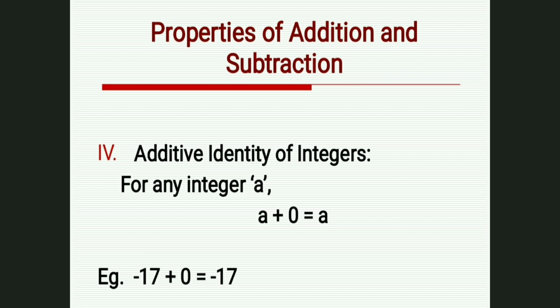So children, this is very simple because you have learned this in the 6th standard for whole numbers. Which is the additive identity for whole numbers? Correct. That is 0. In the same way, if we add 0 to any number, we get that number itself as the answer. Here a plus 0 is equal to a. For example, -17 plus 0 is equal to -17.